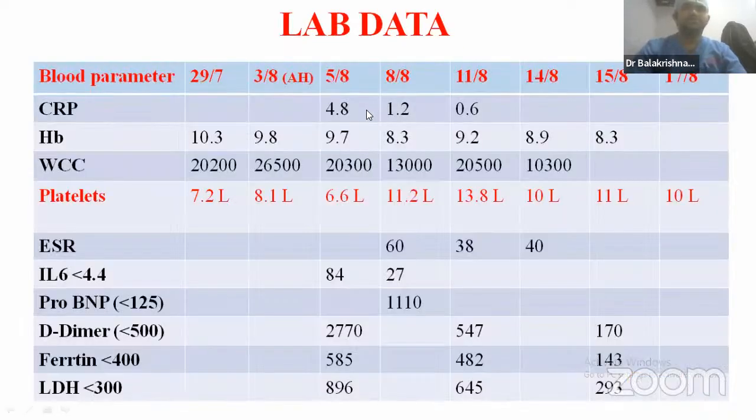So lab data. Initial CRP was 4.8, initial ESR was 60. NT-proBNP was highly elevated, around 8, and the other markers are fine. Initial markers were high, but once we started giving IVIG, there was definite improvement. D-dimer decreased from 2700 to 547. Ferritin is decreasing, LDH is also decreasing. The differentiating feature is that if you're suspecting MIS-C, your CRP will be quite high. And you can see here there is thrombocytosis. Initial platelets were all normal. The next day the platelets were 11 lakh 2000.